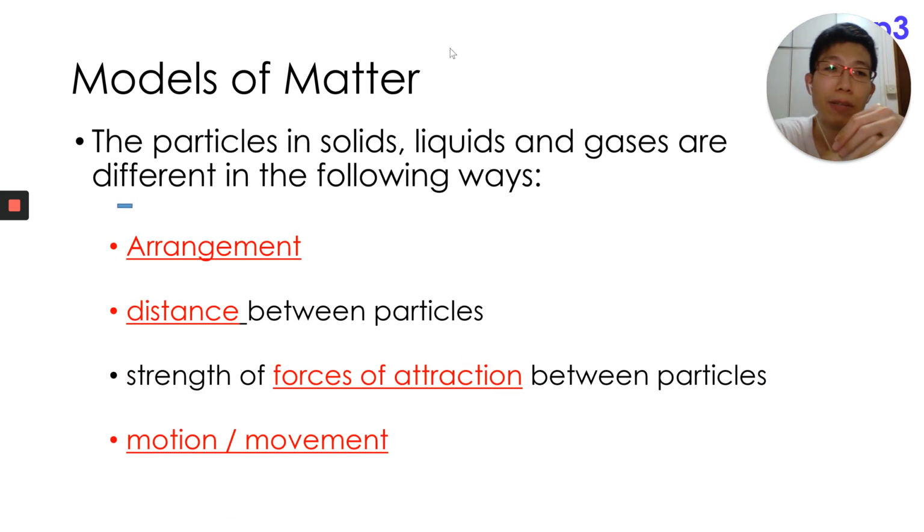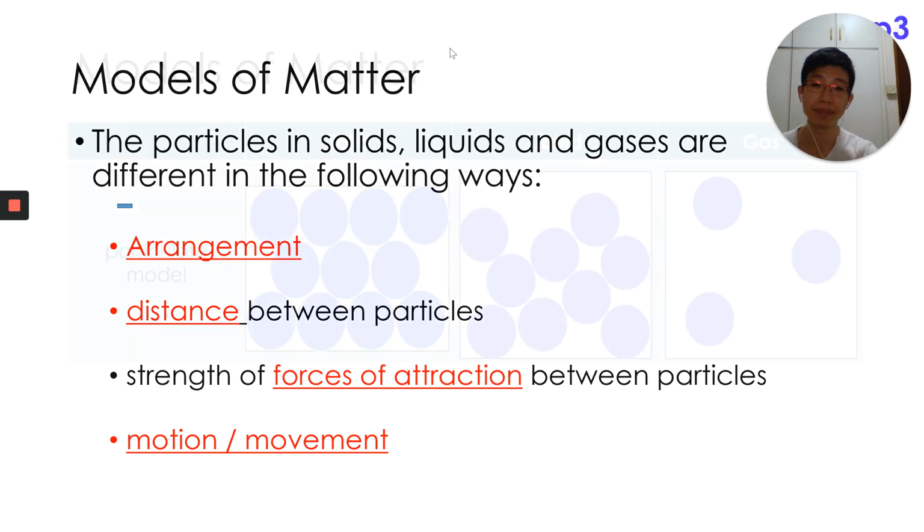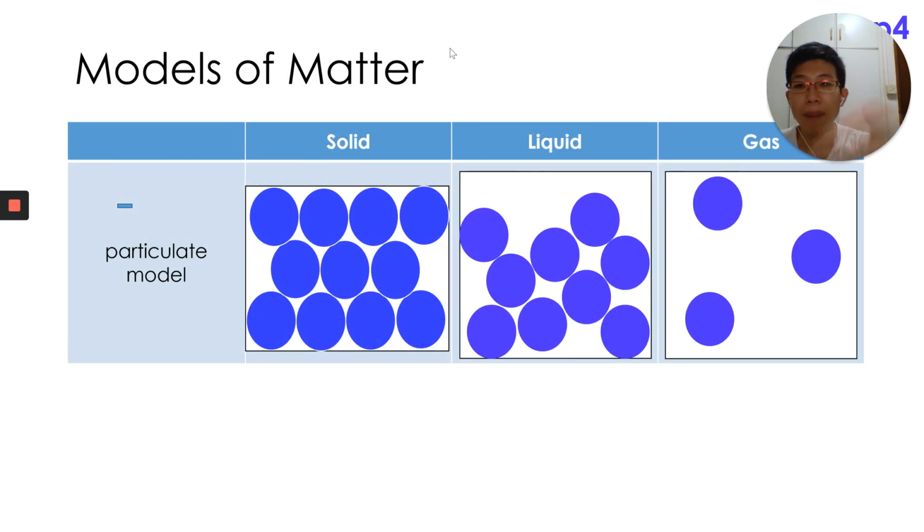The particles in solid, liquid, and gas are different in these following 4 ways, which is basically the question of the day. We'll be looking at the arrangement, the distance, and the strength of the forces of attraction between the particles, followed by how these particles move in solid, liquid, and gas. Let's look at the particulate model. Particulate just means particle model in simple words. When we ask you to draw diagrams of how the particles are arranged in solid, liquid, and gas, you need to draw in the following manner.